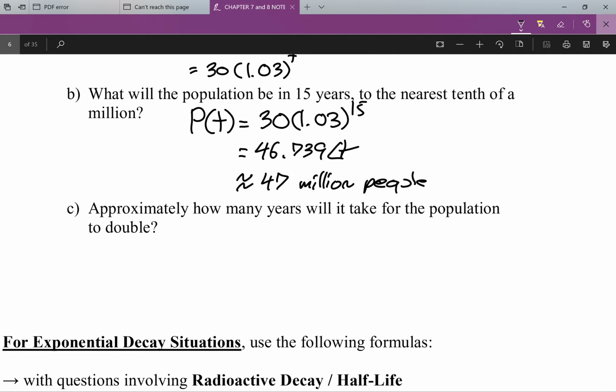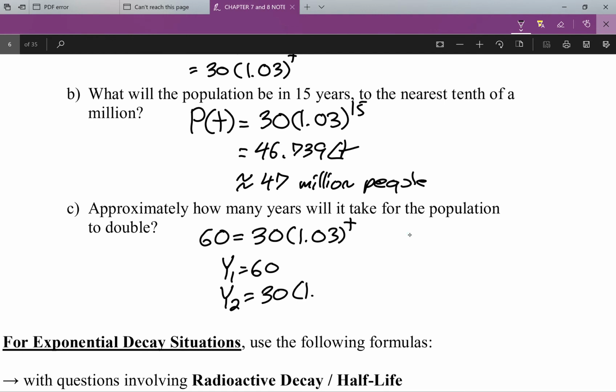Approximately how many years will it take for the population to double? So for my population to double, well, that means that I want to double 30. So that means it's going to be 60, and that will equal 30 multiplied by 1.03 all to the power t. Now this again is going to be a case where I go y1 and y2. So I go y1 equals 60 and y2 would equal 30 times 1.03 to the power t.